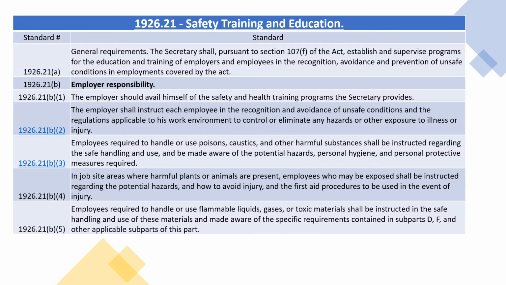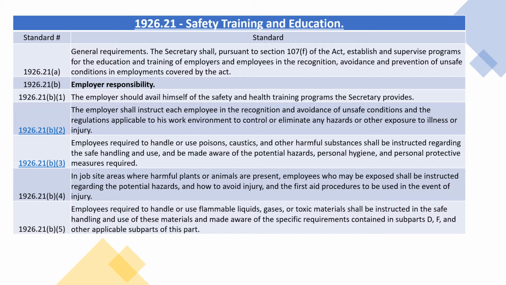1926.21(a) General Requirements. The Secretary shall, pursuant to Section 107(f) of the Act, establish and supervise programs for the education and training of employers and employees in the recognition, avoidance, and prevention of unsafe conditions in employments covered by the Act. 1926.21(b) Employer responsibility. 1926.21(b)(1). The employer should avail himself of the safety and health training programs the Secretary provides.